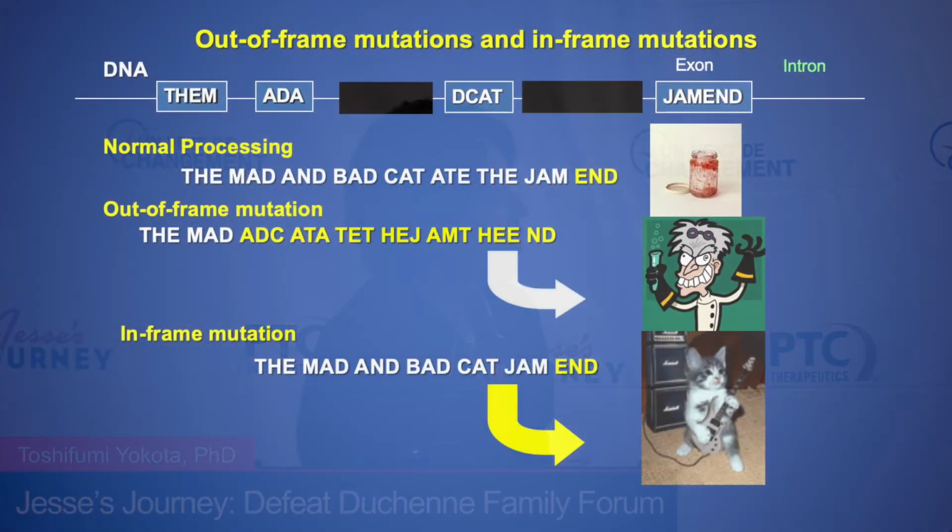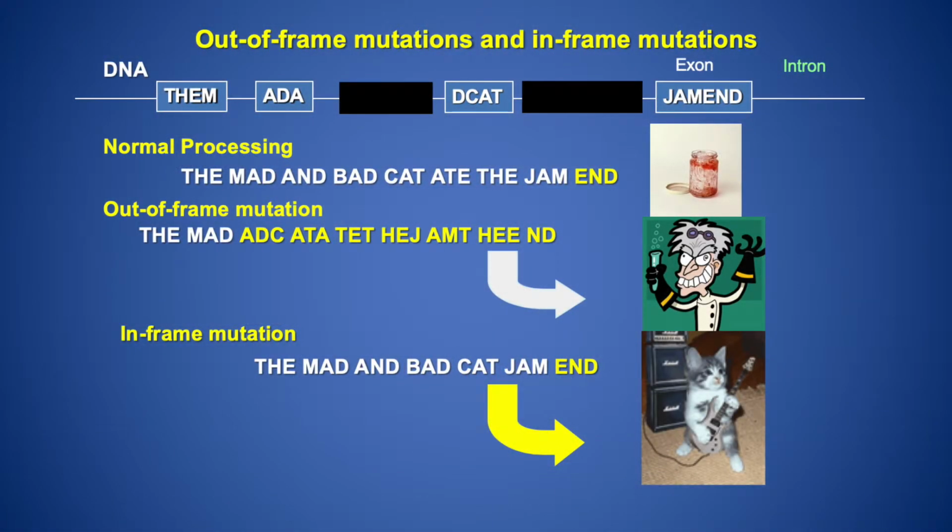Okay. So if you look more closely, these blue boxes are basically exons, and these white lines are introns. Each exon codes a different number of letters. Okay, so in this world, always 3 letters mean one word.